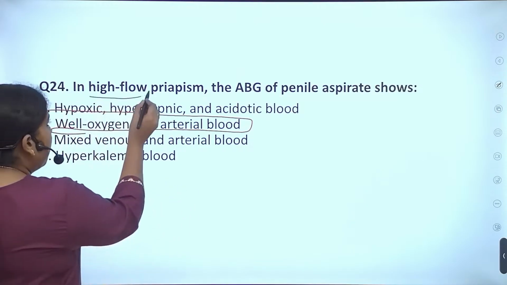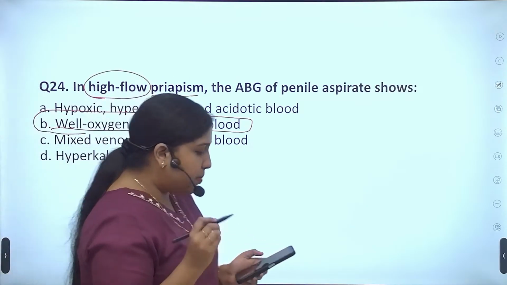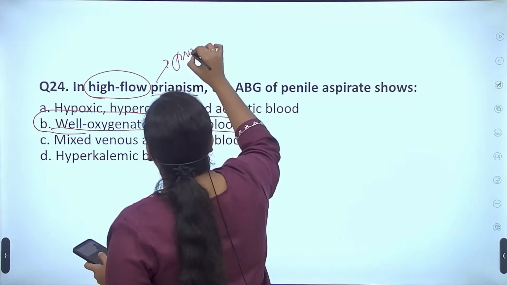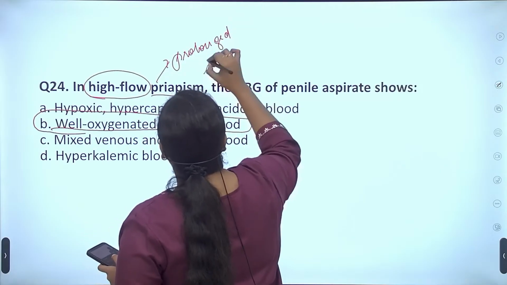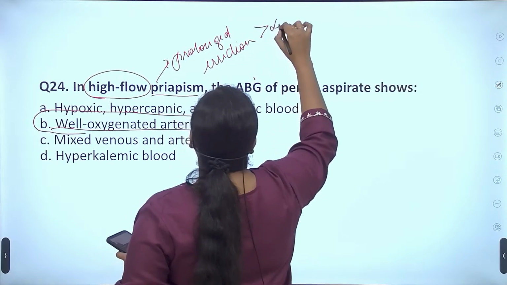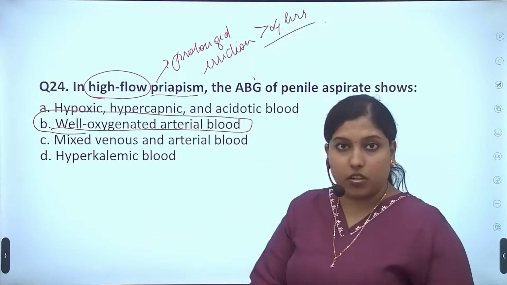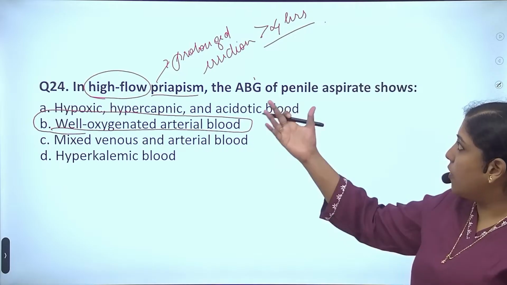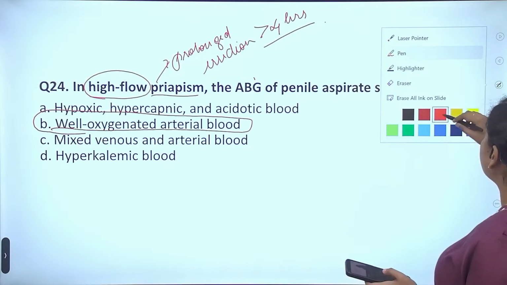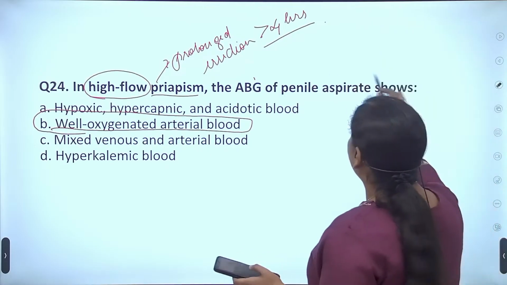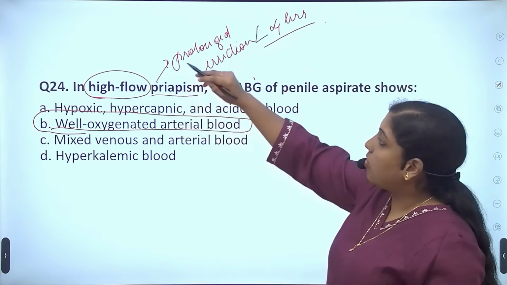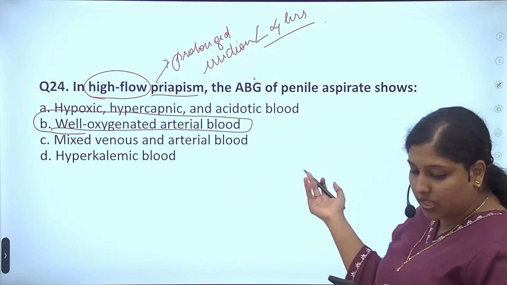Remember, children, when you see the words high flow priapism, what is meant by priapism? Priapism is a prolonged erection of the penis, an erection of greater than 4 hours, or lesser than 4 hours. In case of low flow priapism, it will be greater than 4 hours. Here it will be less than 4 hours. Please remember, in high flow it will be less than 4 hours, but in low flow it will be greater than 4 hours. I have a comparison table, I will tell you.